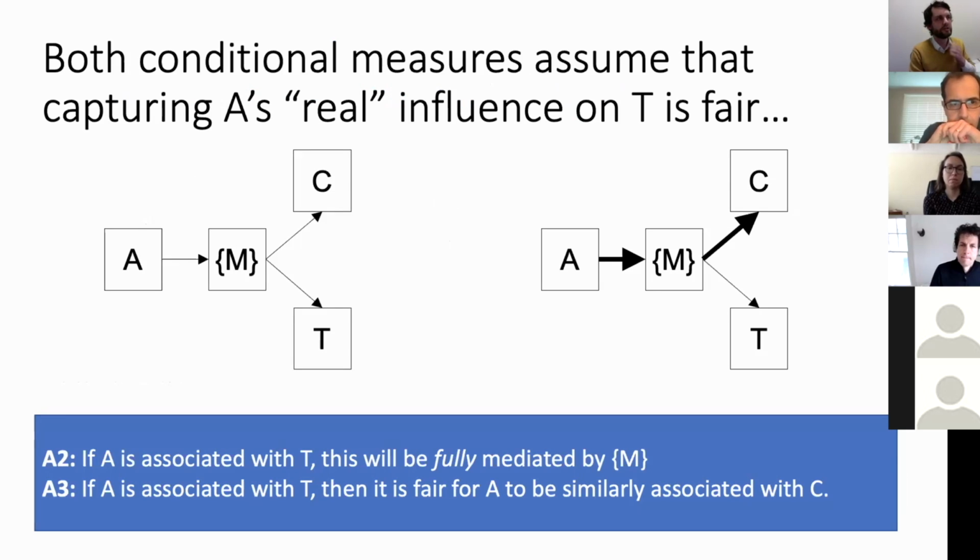So the idea is both conditional measures assume that capturing A's real influence on T is fair. And this gives you two further assumptions that I think are important. One is that if A is associated with T, it's going to be by virtue of it being fully mediated through the model, right? At least in a well-formed, accurate model. And then second, if A is associated with T, then it's fair for A to be similarly associated with C, right? It's fair for the model to capture that association between the attribute and the target variable in its classification scheme. All right.